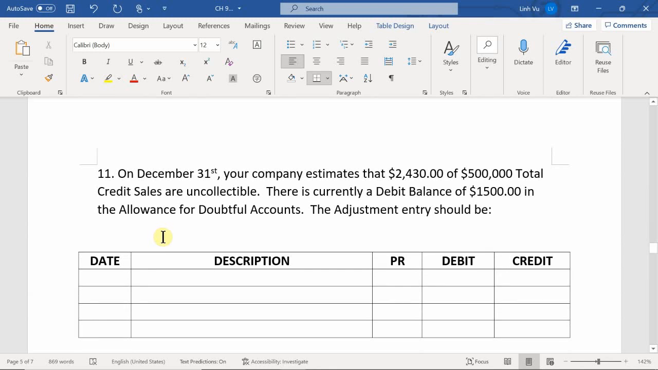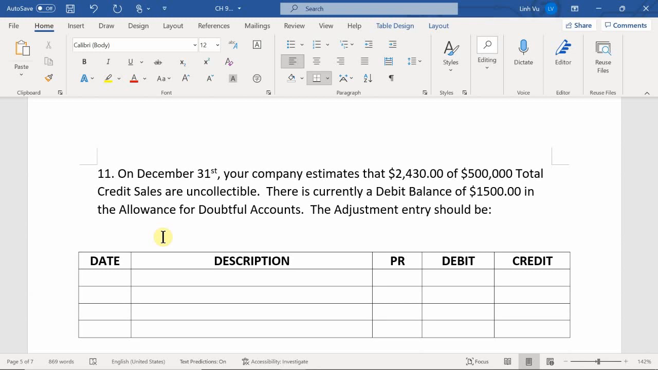Next, the ones that I want you to focus more on are going to be the next 4 questions, because this is what I will be testing you on, okay? Just knowing the difference between the different allowance methods, okay? So here on December 31st, your company estimates that $2,430 of a $500,000 total credit sales is to be uncollectible. And there's currently a debit balance of $1,500 in the allowance for doubtful accounts.